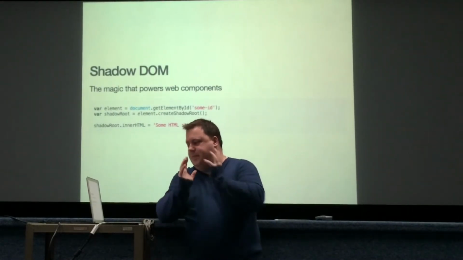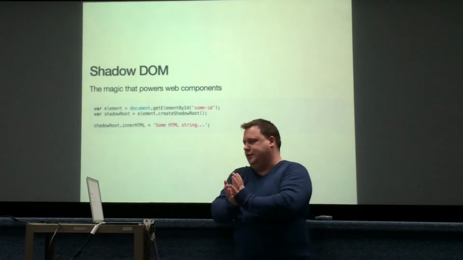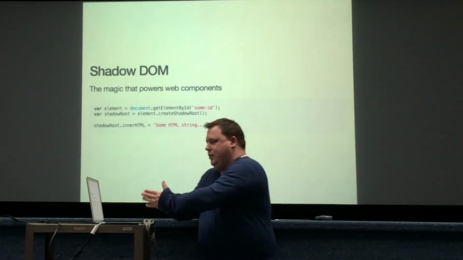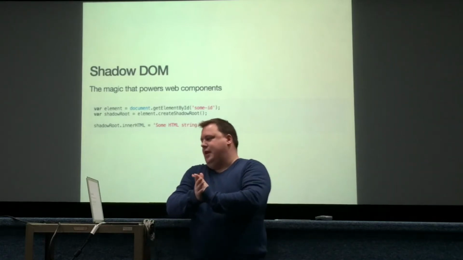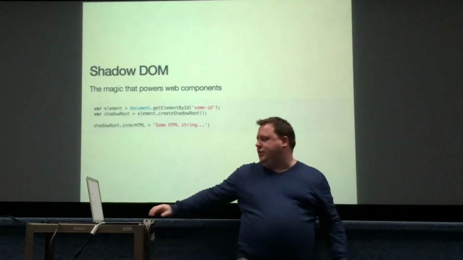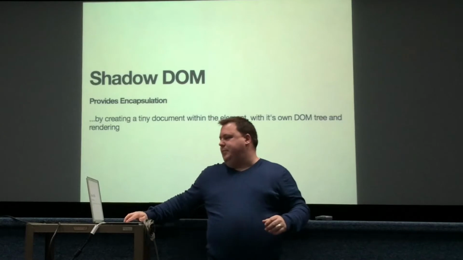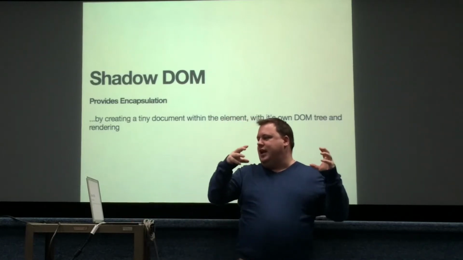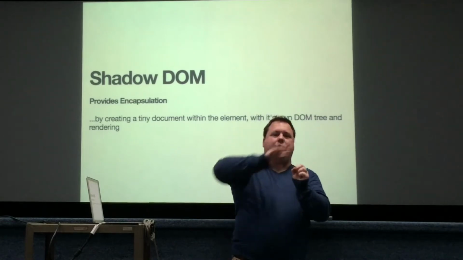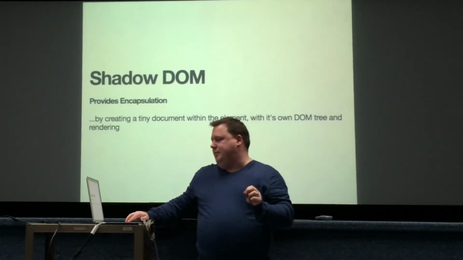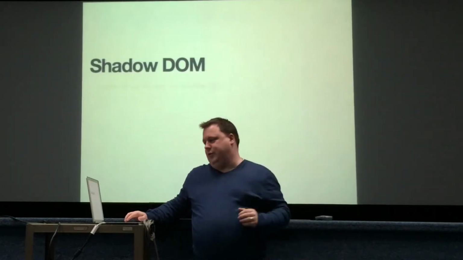Shadow DOM is the magic that powers web components. You get it by calling the create shadow DOM method on an element. It provides encapsulation by creating a tiny document within that element, and that document doesn't spill out into the other stuff, with its own DOM tree and its own rendering rules.